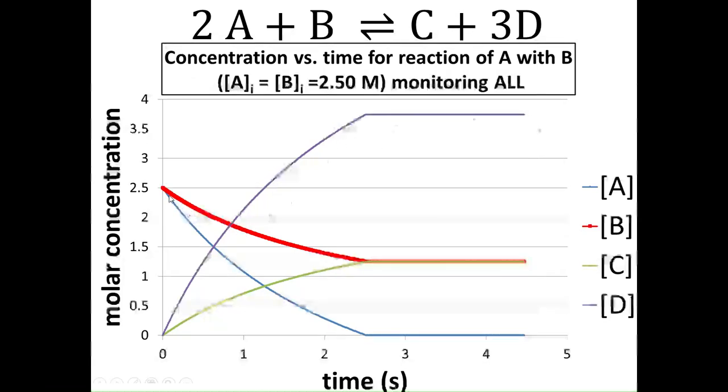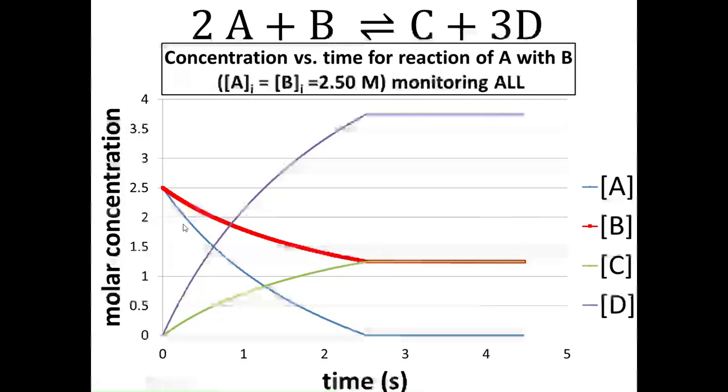Okay, why are the red trace and the blue trace sloping downward? Why do they have negative slopes? It's because they represent reactants, A and B.